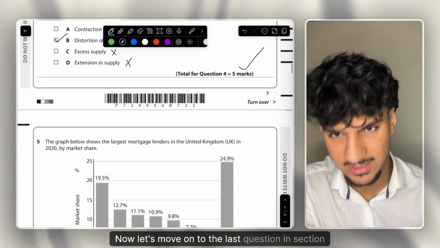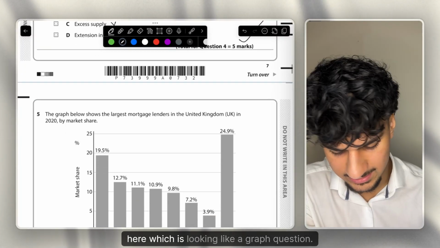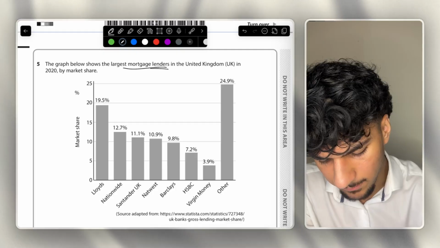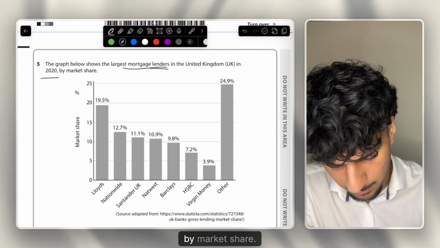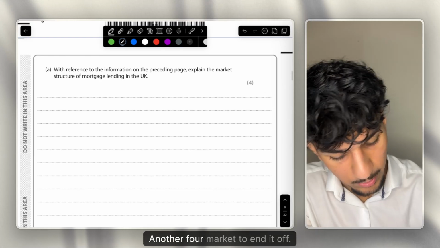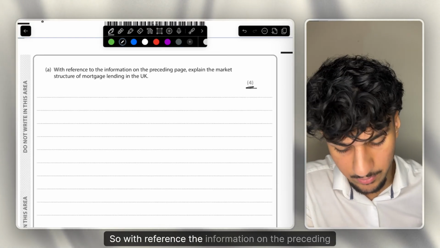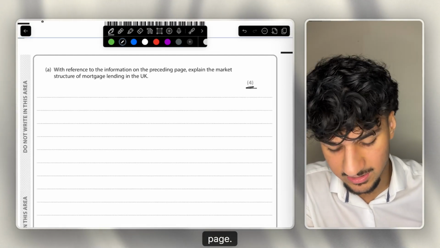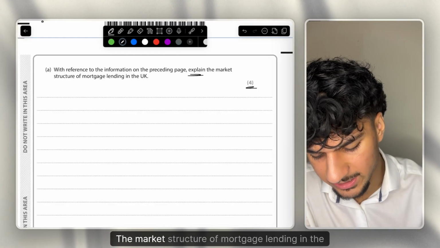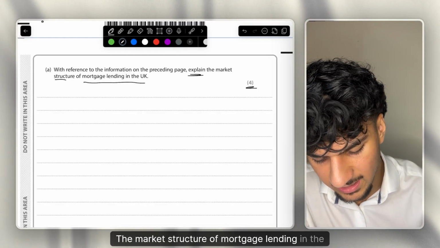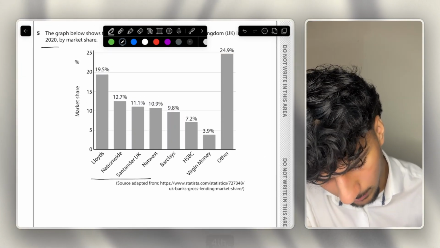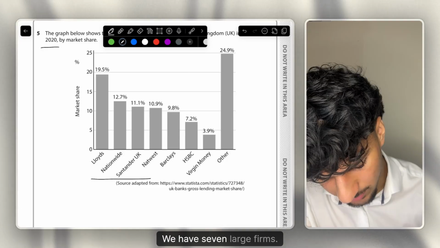Now let's move on to the last question in section A, which looks like a graph question. Largest mortgage lenders in the UK in 2020 by market share. Let's see the question. Another 4 marker to end it off. With reference to information on the preceding page, explain the market structure of mortgage lending in the UK. So now we have 1, 2, 3, 4, 5, 6, 7. We have 7 large firms.